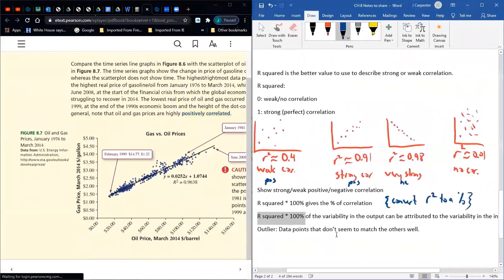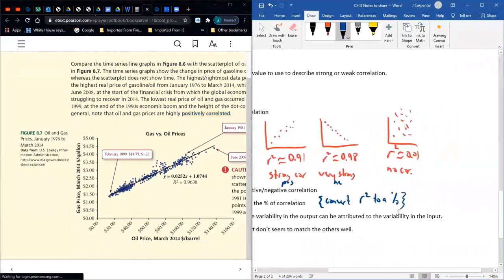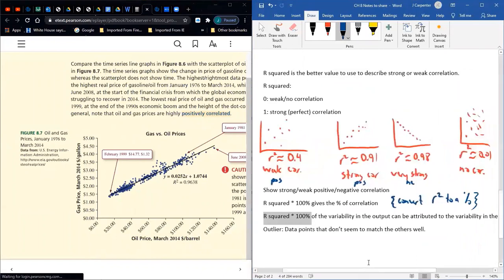There we go. So again, the statement we make is 96% of the variability in the, instead of saying output, we would say gas price or price per gallon. So 96% of the variability of gas price can be attributed to or is linked to the variability in the oil price. So 96% of the change in gasoline price is linked to the change in oil price.